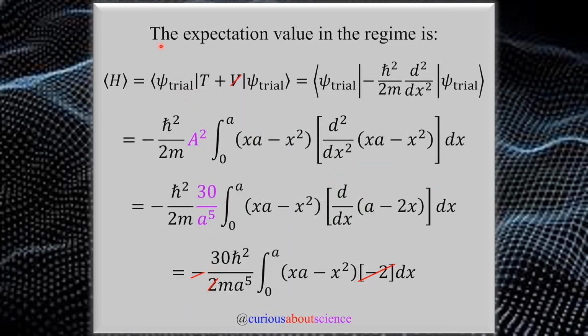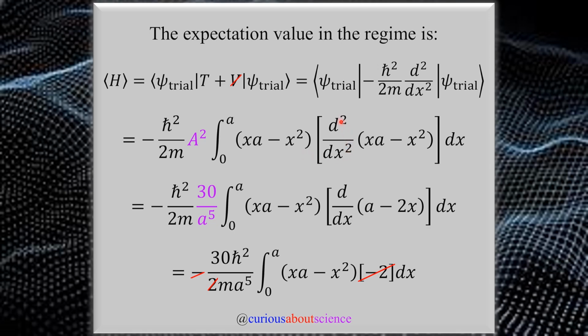However, the expectation value in this regime, remember that for the infinite square well, the potential is 0 inside the well. So the Hamiltonian, composed of the kinetic and potential part, well, the potential goes to 0. So we don't care about it. Now we're just left with the kinetic energy operator, which is the second derivative, and a bunch of constants. So we can take the constants outside. We're left with the square on the inside.